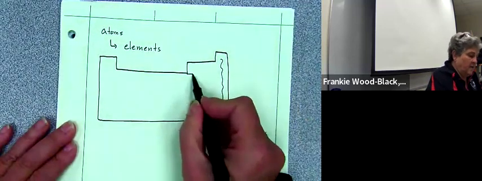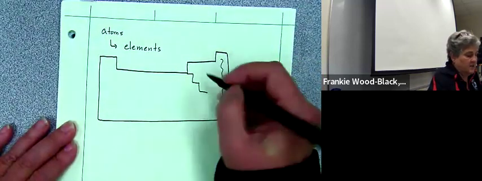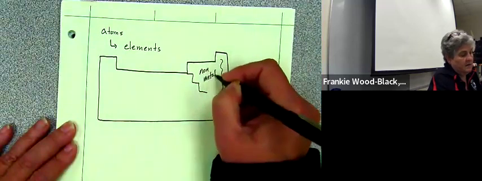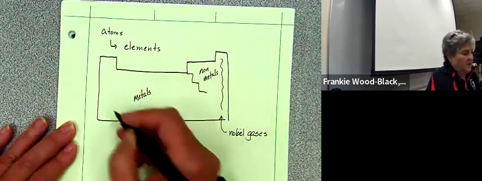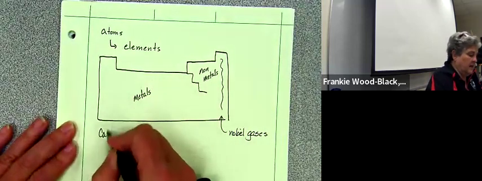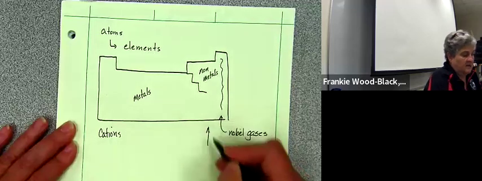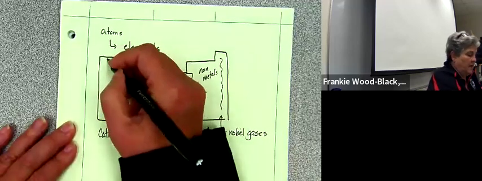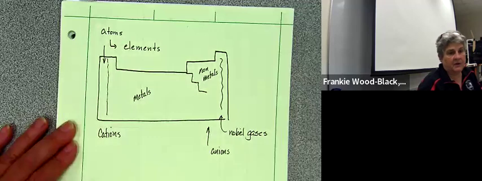Then we have our metalloids, or what we've got. So these are our non-metals over here. And these are our metals over here. We get cations on this side. And we get anions on this side. And we know that things in columns are going to have similar properties.